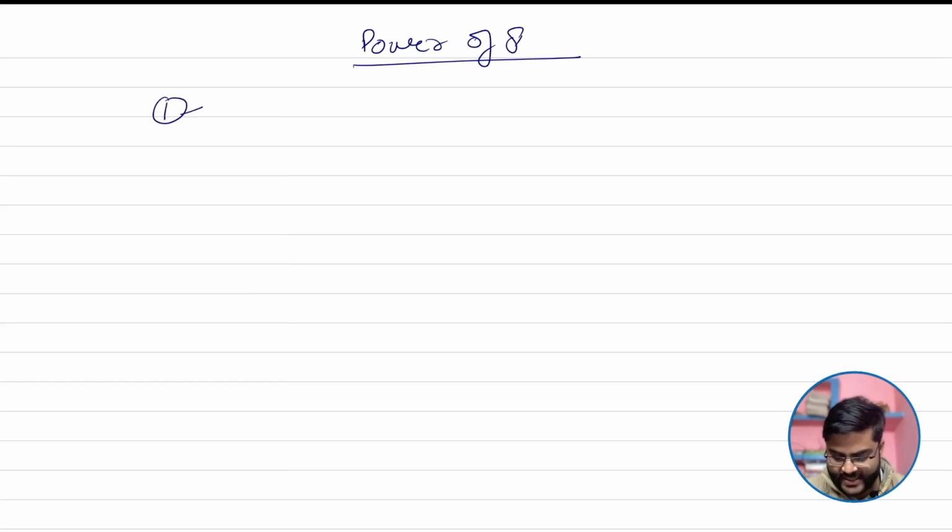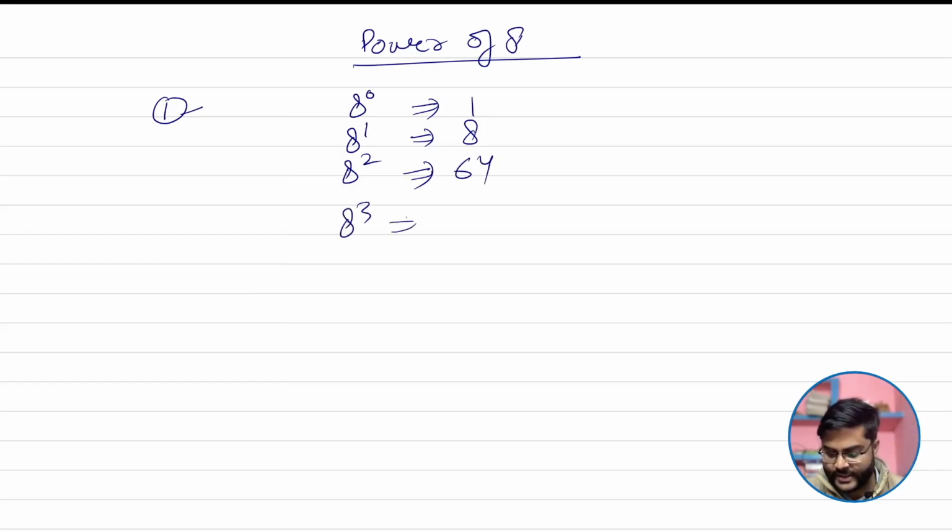So let's take the example. Let's say, what is the power of 8 raised to power 0? It will be 1. What is 8 raised to power 1? It will be 8. What is 8 raised to power 2? It will be 64. What is 8 raised to power 3? It will be 64 into 8. So we'll follow the same approaches.